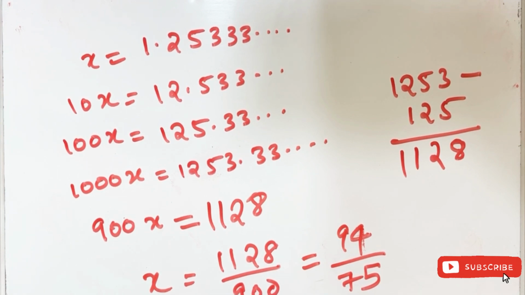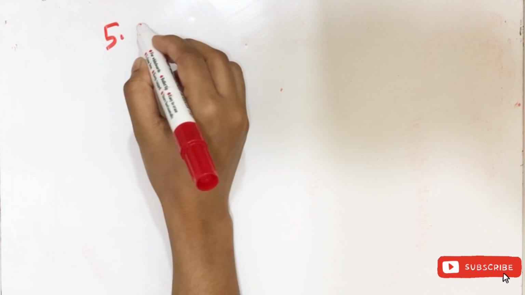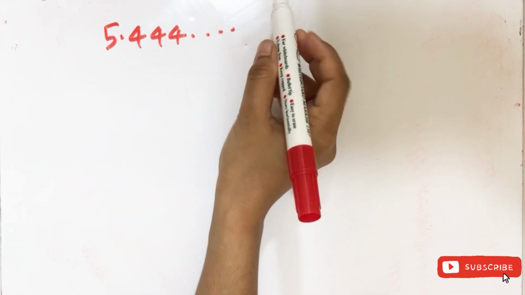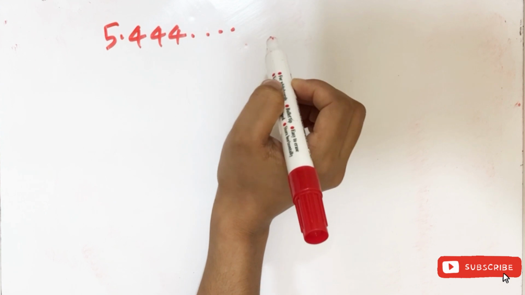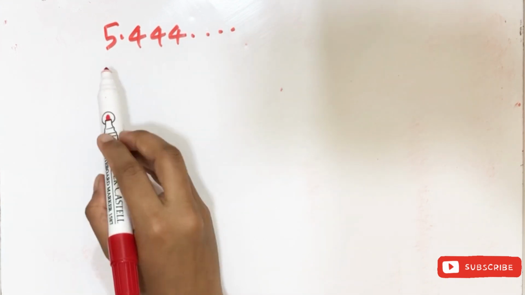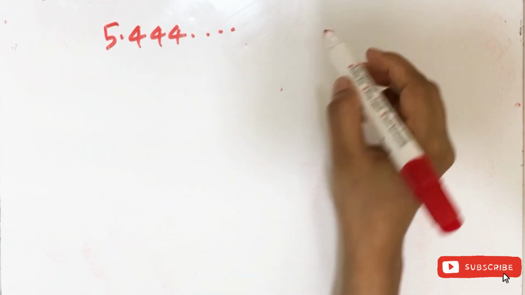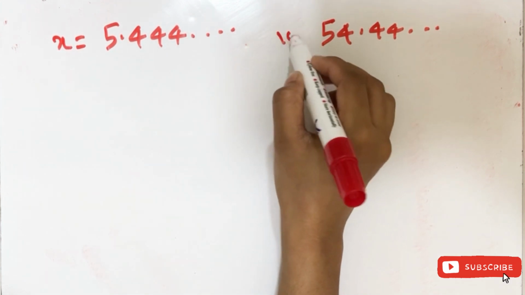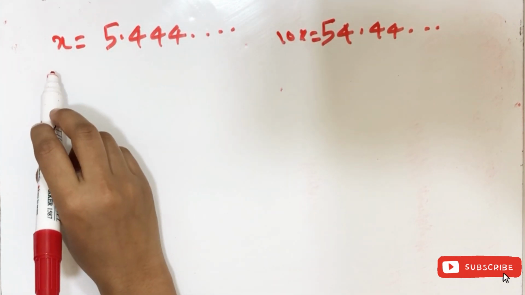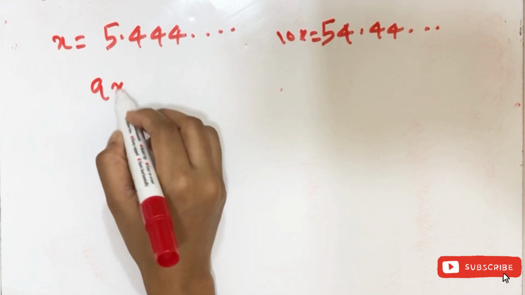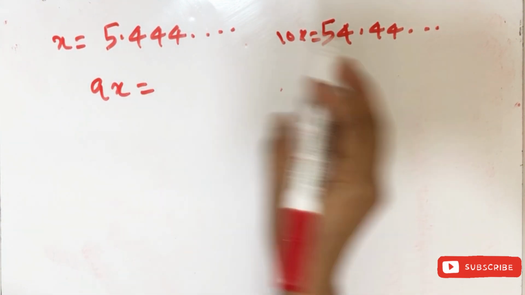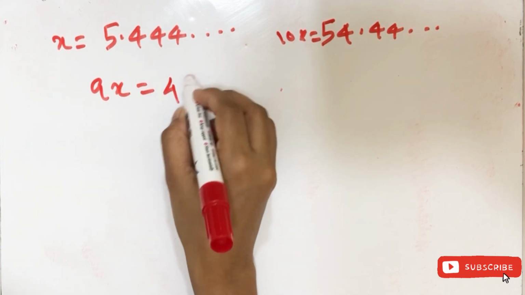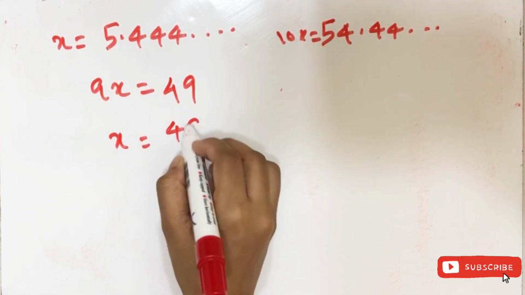So hope you guys understand this video. I will give some more examples to try by yourself. Express 5.444, etc. in numerator by denominator form, an integer over another integer form. How will you do this? Just multiply by 10. Then after the decimal it will become 54.444. Here this is x, this is 10x. So 10x minus x is enough. 10x minus x, that is 9x is equal to 54 minus 5. What is 54 minus 5? 49. Okay, so x is 49 by 9.